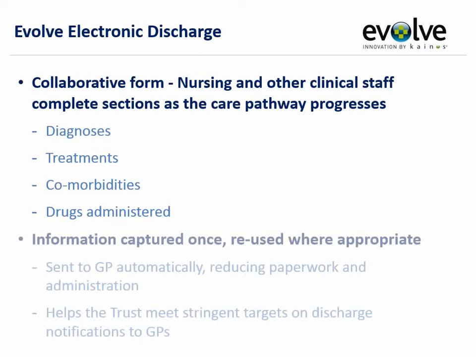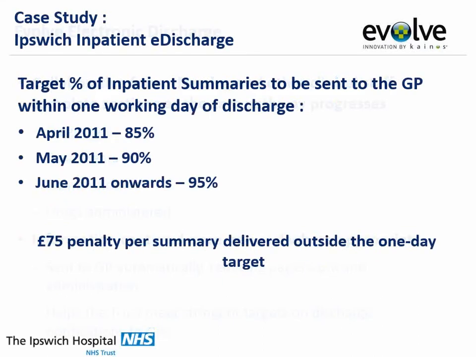So sending that out to the GP automatically, helping to reduce paperwork, and this helps you to meet increasingly stringent targets. So for example, actually, in Ipswich they had a target of how many inpatient summaries need to be sent to the GP within one working day. And as of April 2011, that target was 85%, May it was going up to 90, etc.